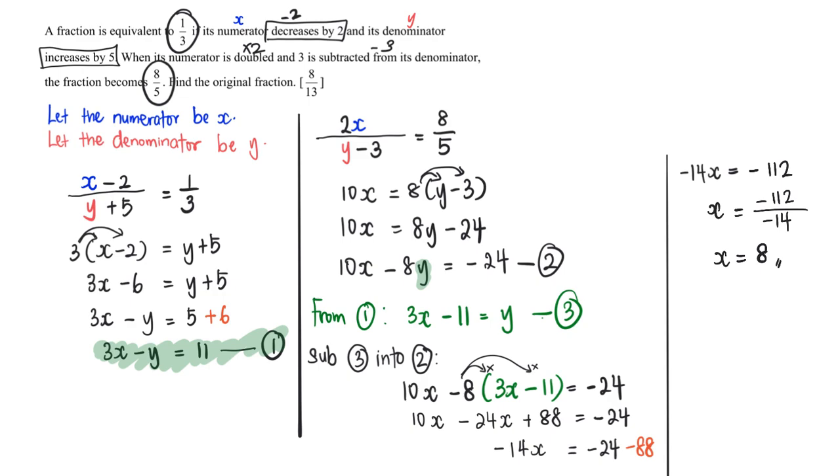And once I know my x, I will then be able to substitute this value into my equation 3, because my y is actually equals to 3x minus 11, right? So 3x minus 11, my y will be equals to 13, and therefore the fraction that they wanted will be 8 over 13.